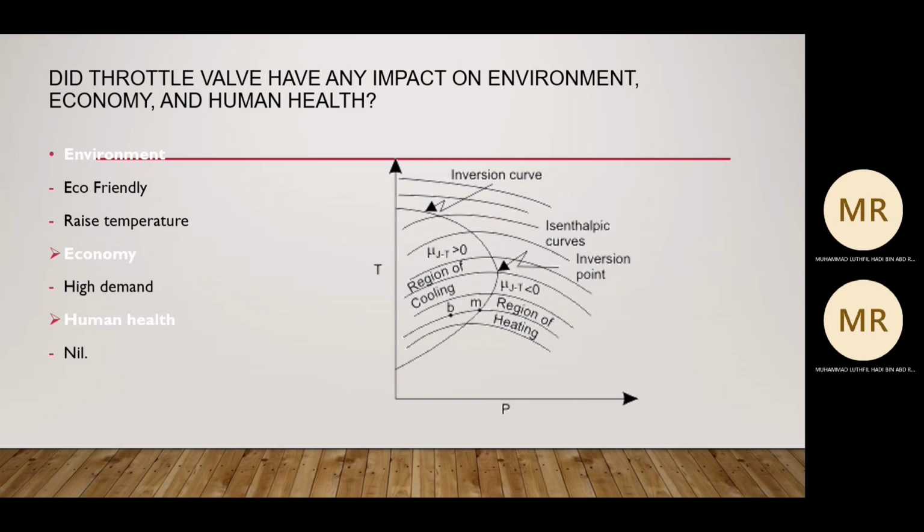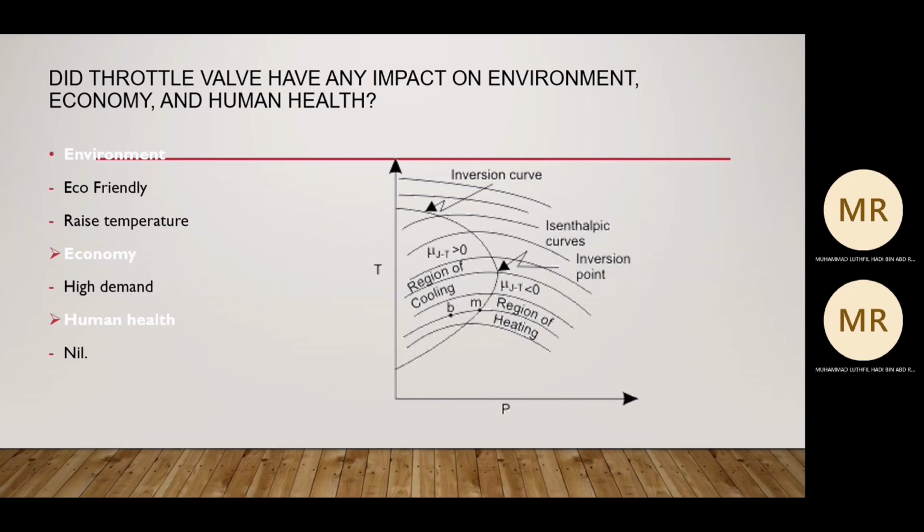From this graph, we can see if the gas after throttling lies within the inversion curve, its temperature decreases. If outside, then the temperature increases. For ideal gases, the value of the coefficient is 0 since enthalpy is a function of only temperature and thus dT is 0. So ideal gases neither warm nor cool down during the throttling process.